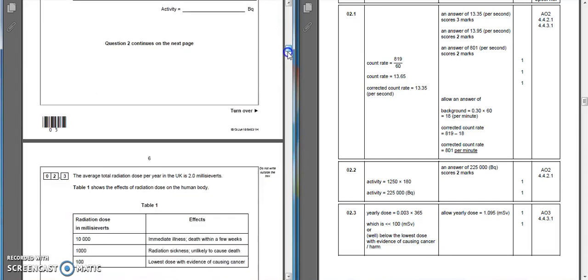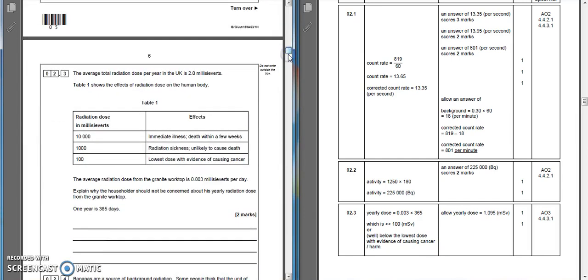So 2.3, we've got, continuing on the theme of the question, could this radioactivity in the worktop be dangerous? So it says that the granite worktop is giving out 0.003 millisieverts per day. And notice that all these ones here are talking about a year. So if we've got 100 in a year, we're looking at the potential that we might get cancer.